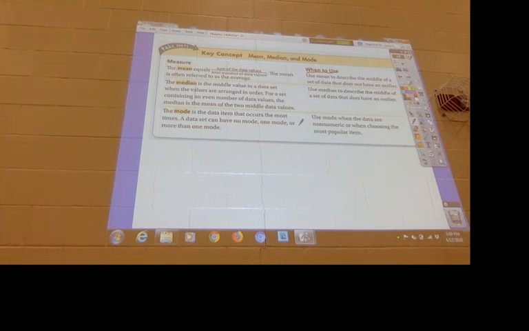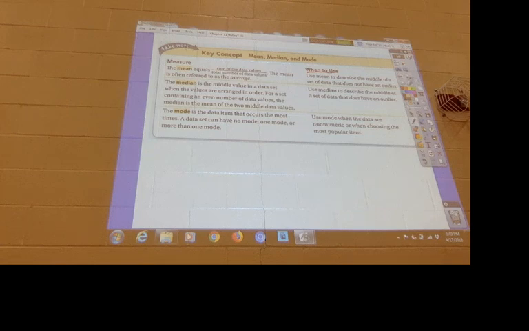With Fortnite, we would use mode, like what you play it on: Xbox, PlayStation, or PC.